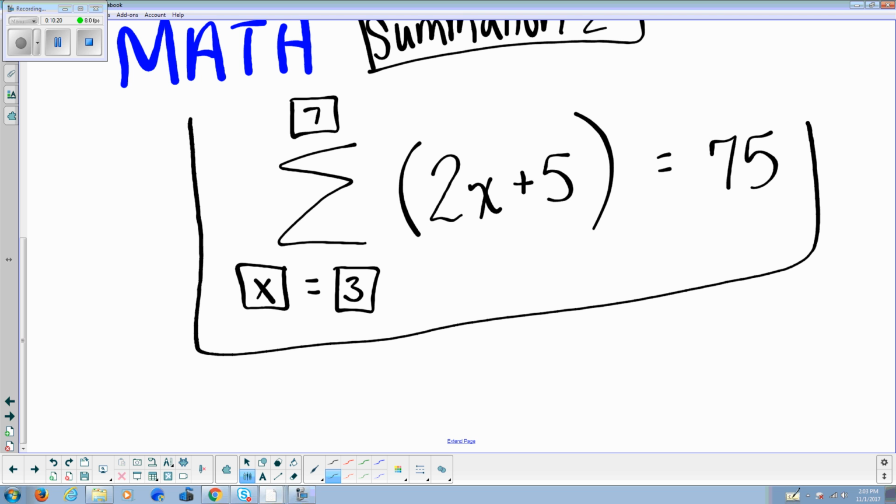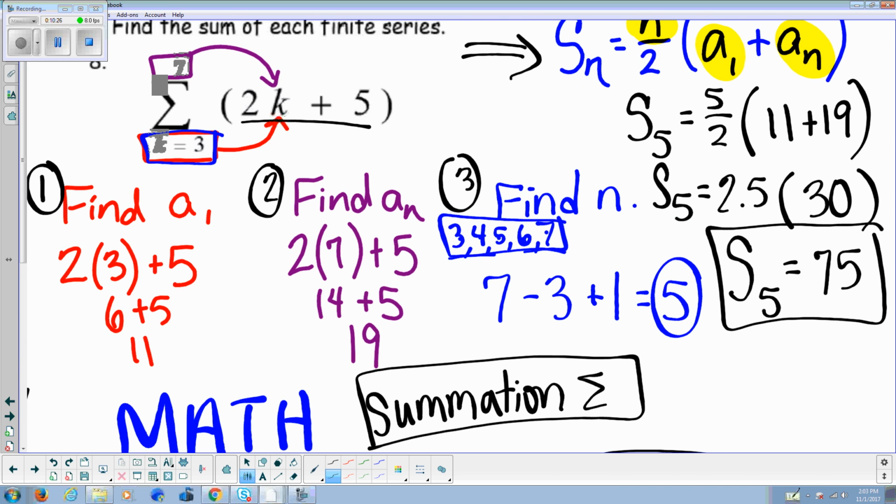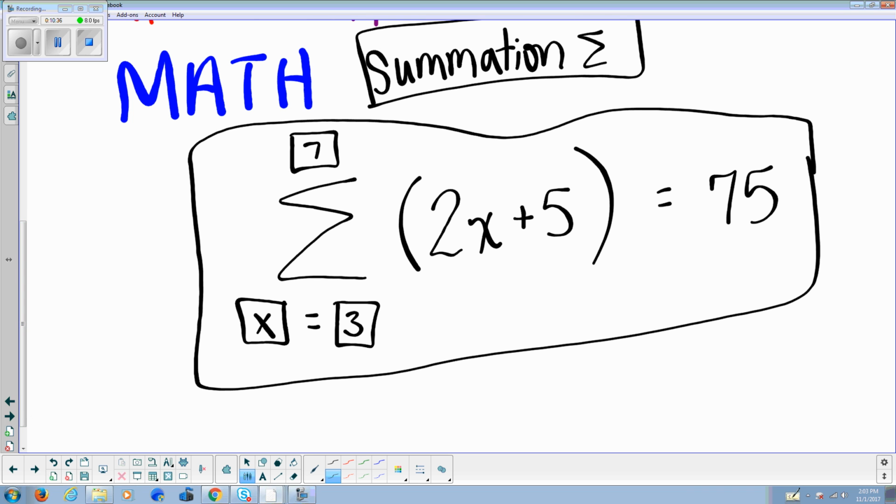What do you think about that? You think that procedure might be a little faster than step 1, find A1, step 2, find AN, step 3, find N, and then substitute in the formula to get 75. I mean, that was a lot of work that your calculator can do in just a few punches of a button. And I would be crazy not to share this information with you.